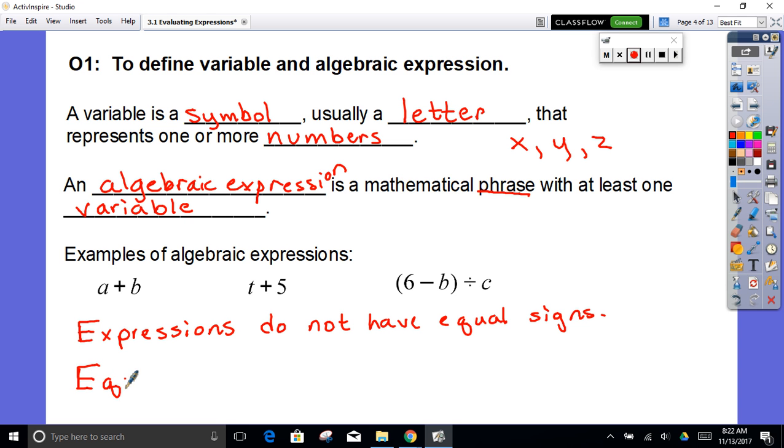Equations do have equal signs. And we've talked about this a little bit already. You've been writing expressions and equations already. Our focus is now on perhaps more complicated ones. Okay, any questions about any of the definitions?